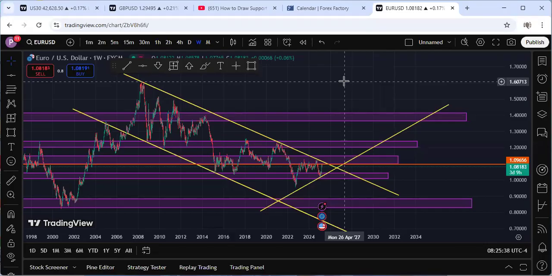Somebody asked that we should use mobile phone. Okay, maybe next time we'll try mobile phone. But you can still use mobile phone to do this. Just download TradingView on your phone and you can do this.